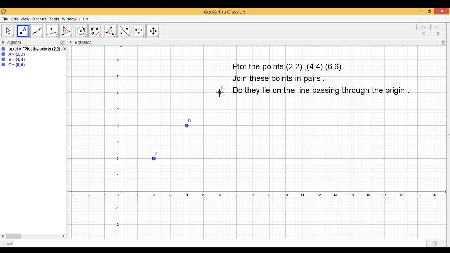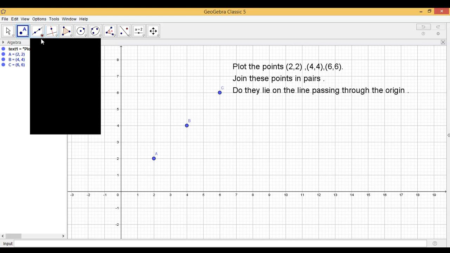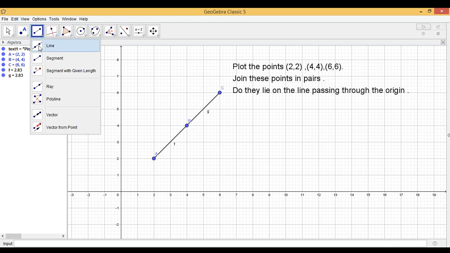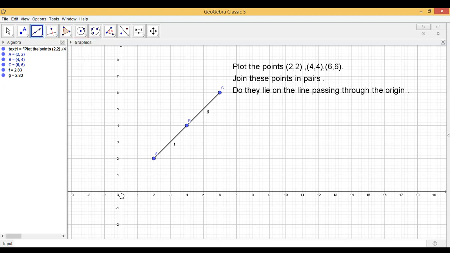So now we have to join these points in pair. So I'll be joining them, A to B and then B to C. And now we have to check whether they lie on the line passing through the origin. So let us make a line passing through origin. So we will be taking a line passing through these points.